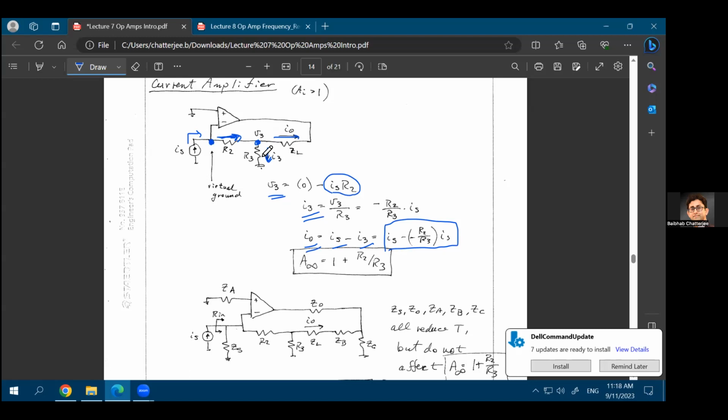So it all depends on how you define your input and output quantities. It does not matter what the ideal op-amp is about. Questions?